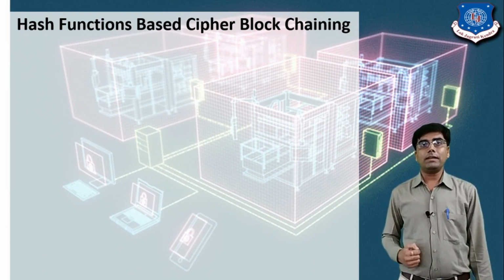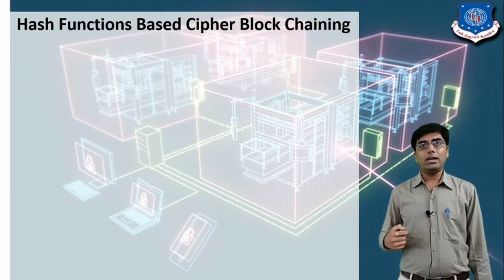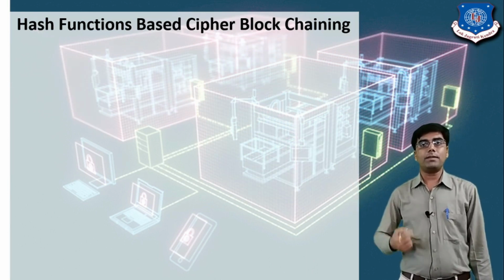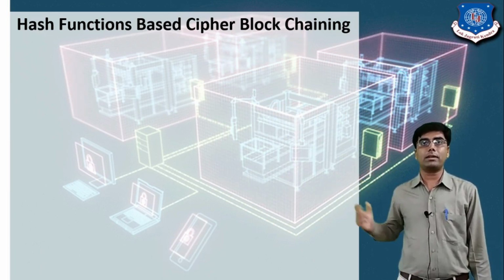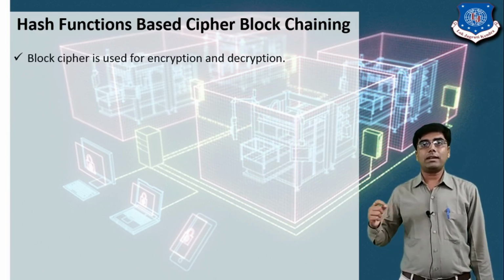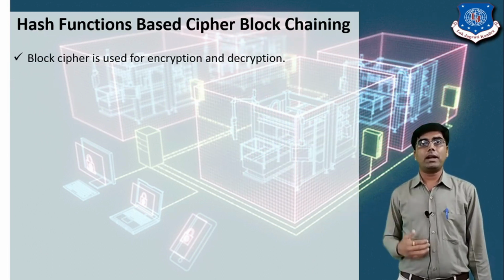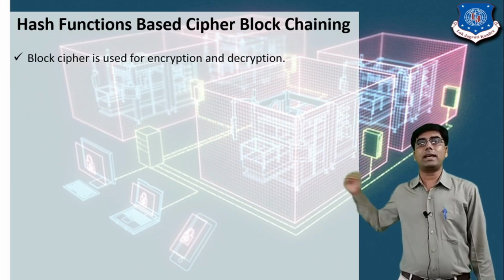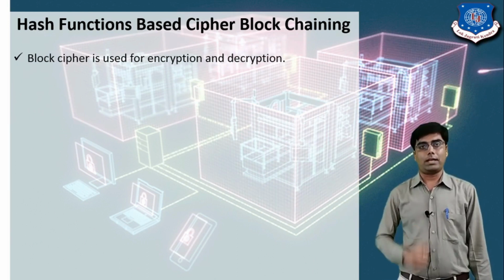The next method is called the hash function based on cipher block chaining, also called CBC. This is one method of a block cipher, right? Here we are considering the block cipher, and on it we perform encryption and decryption. That means in a block cipher our message is divided into fixed-size blocks, and on those fixed-size blocks we apply encryption and decryption.